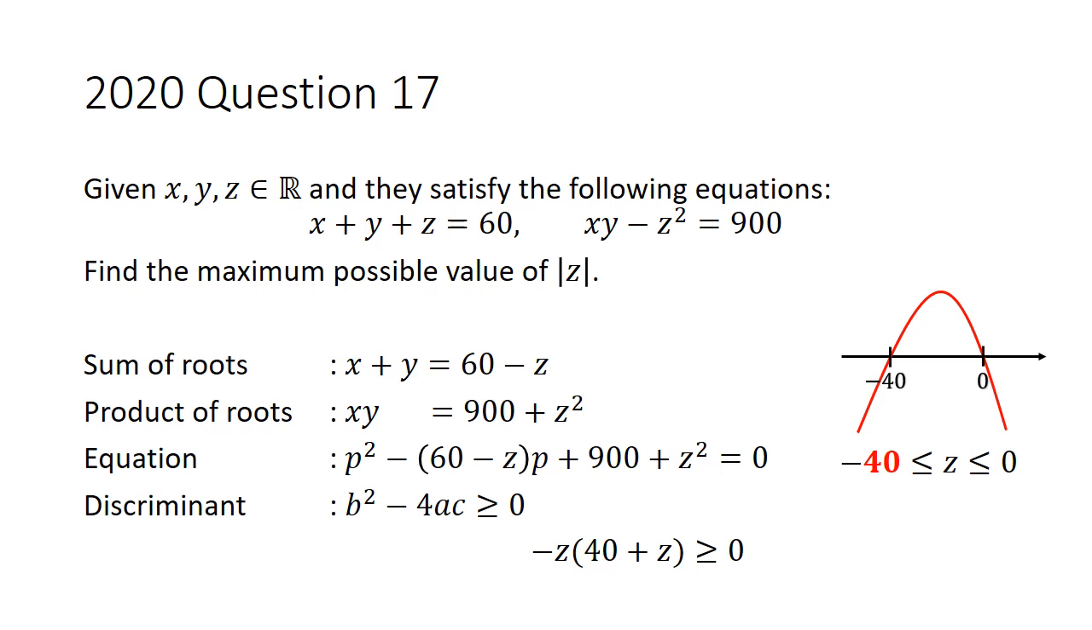Next, since we know the smallest possible value of z is negative 40, then the maximum possible value of modulus z will be positive 40. And that's our final answer.